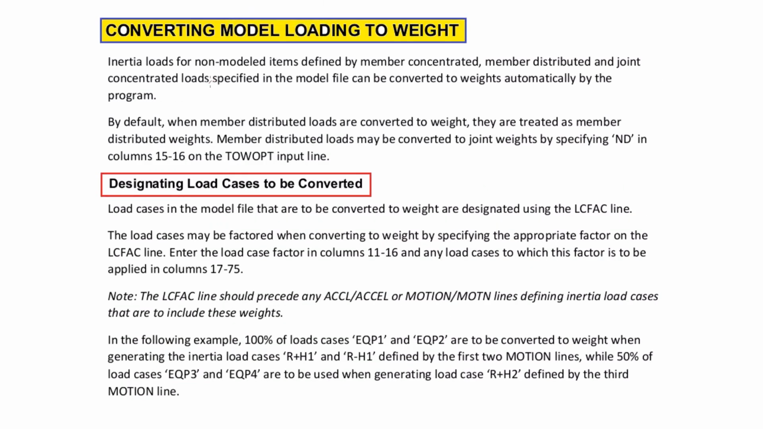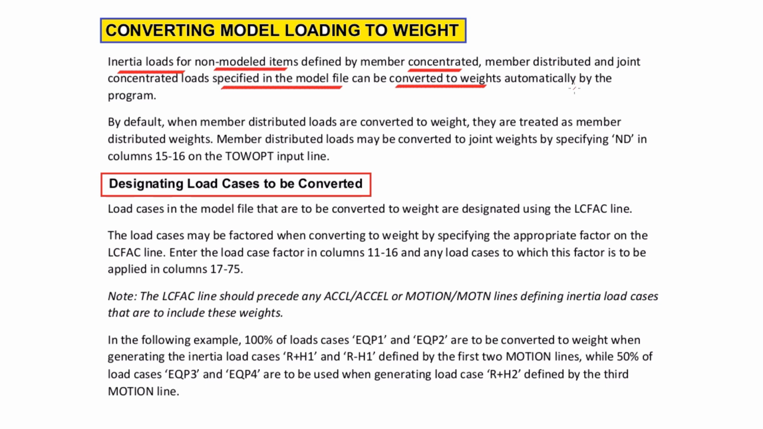Converting model loading to weight. Inertial loads for non-model items defined by member concentrated, member distributed and joint concentrated loads specified in the model file can be converted to weights automatically by the program. That means whatever non-model members we are defining, like a member load, member concentrated load, member distributed or joint load, can be automatically converted into weight by the program.